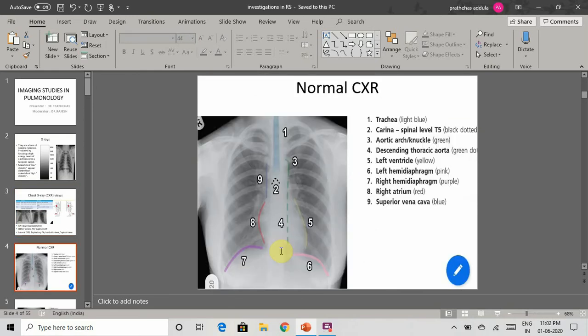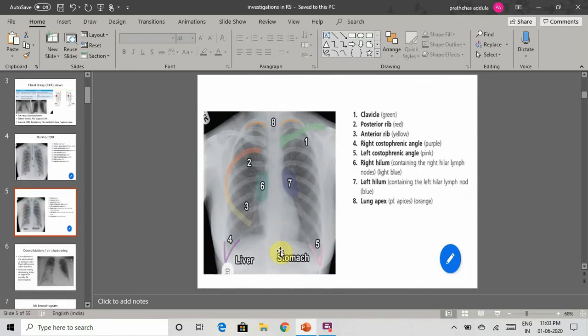This picture depicts the normal chest X-ray, where it shows trachea, carina, aortic knuckle, descending thoracic aorta, left ventricle, left hemidiaphragm, right hemidiaphragm, right atrium and superior vena cava. This picture depicts clavicle, posterior rib, anterior rib, right costophrenic angle, left costophrenic angle, right hilum, left hilum and lung apex.